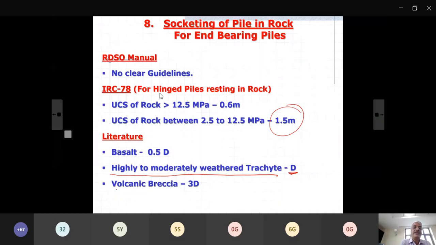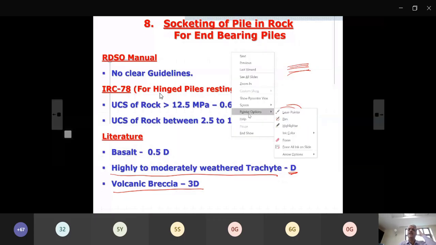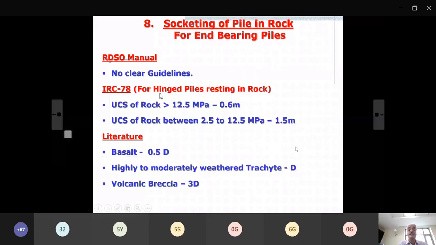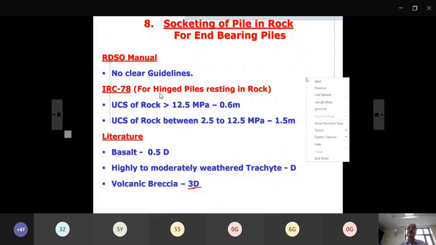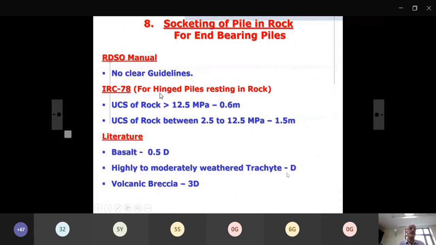And volcanic breccia, I don't know whether you've seen breccia. Breccia is a type of rock which comes in flakes and flakes and flakes. When it is under compression, it is okay. If you expose it to sun and all, you can break it with hands also. So it's highly weathered, highly disintegrated rock. For that, it says 3D. You may have to go up to 3 times D, maybe 3 to 4 meter. This is what literature says. Okay, so we are getting values of around 0.6 meter, around 1.5, and for highly weathered rock, maybe 3D.